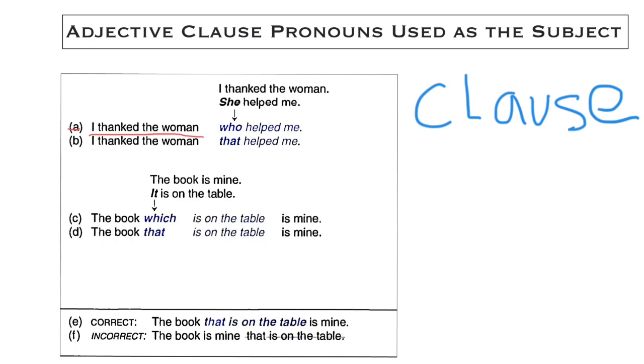The adjective clause, who helped me, is a dependent clause. A dependent clause is not a complete sentence and cannot stand alone. A dependent clause must be connected to an independent clause. In A, I thank the woman is a main clause, and who helped me is an adjective clause. An adjective clause modifies a noun. In A, the adjective clause modifies woman.